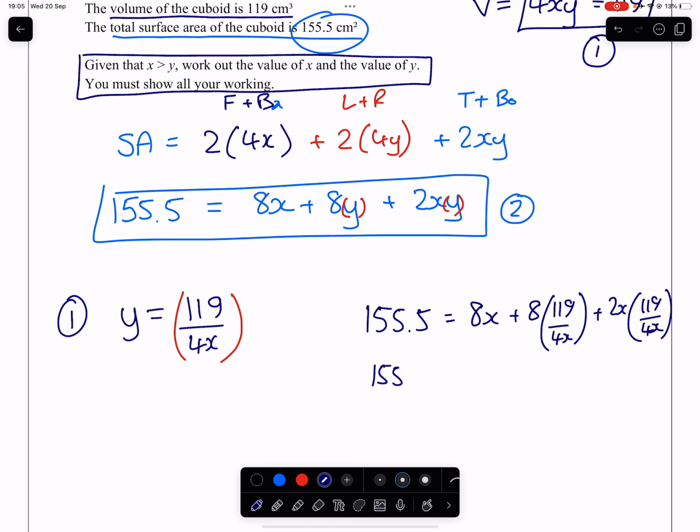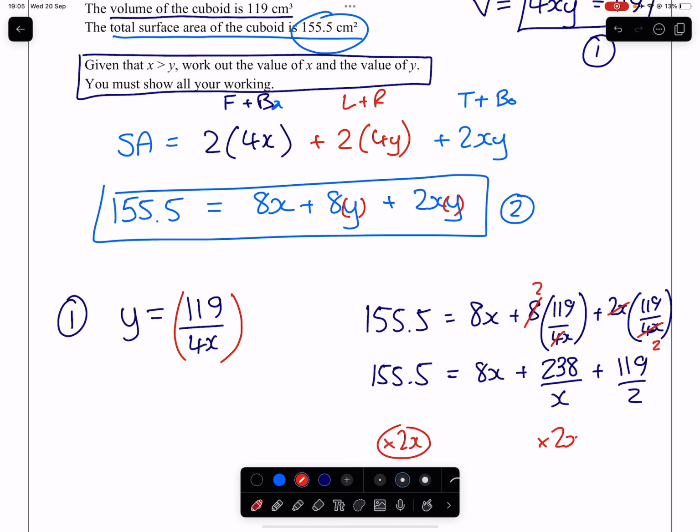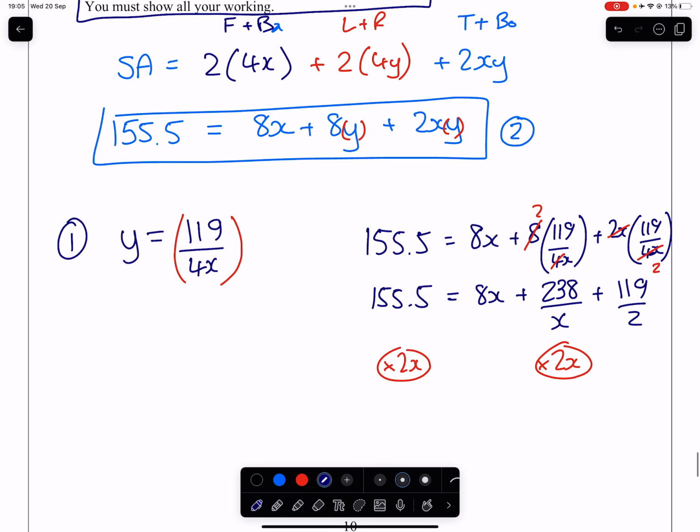Simplifying this, we have 155.5 is 8x. The 8 and the 4 here will just become a 2 over 1. 2 119s are going to be 238, and that's over x. And then here our 2x over 4x is just going to leave us with a 119 over 2. That equation contains fractions with an x and a 2. I don't want that, so I'm going to multiply everything on both sides by 2x in order to get rid of those fractions. By doing so, the left-hand side is going to turn into 311x.